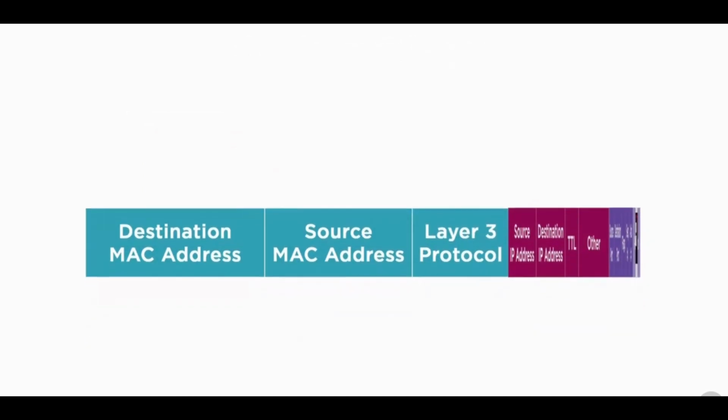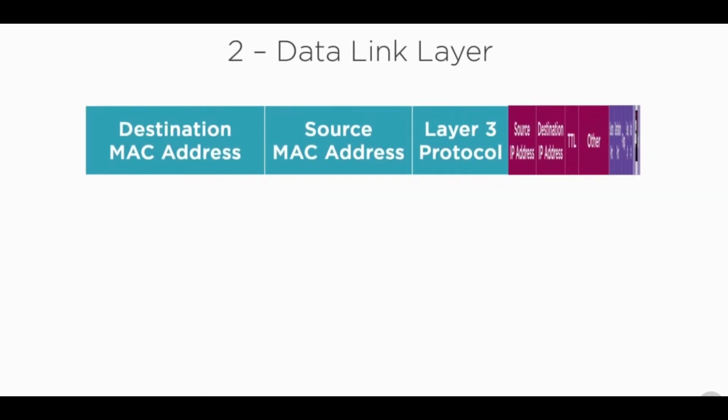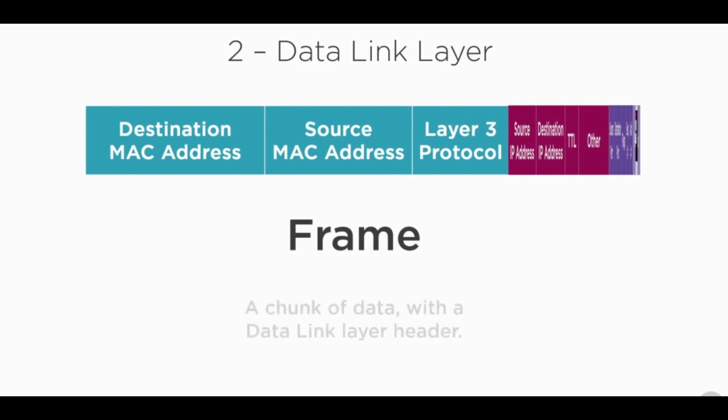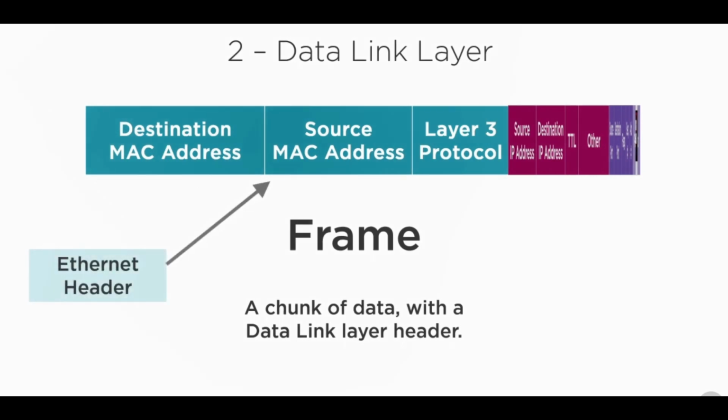Our data link layer header plus our packet is now called a frame. A frame is nothing more than a chunk of data with a data link layer header. In this case, our data link layer protocol is Ethernet. In Ethernet, we have a destination MAC address, a source MAC address, and a layer 3 protocol listed in our header information. That layer 3 protocol information is nothing more than identifying what kind of packet is attached to the frame. The MAC addresses are, of course, an Ethernet function, and this frame allows for local communication on a network.